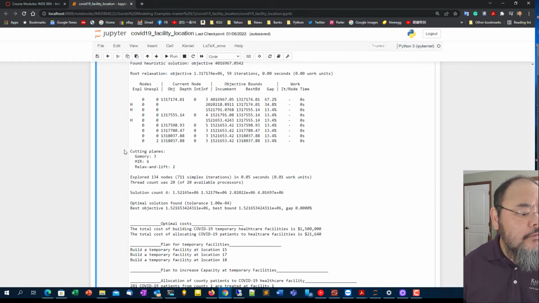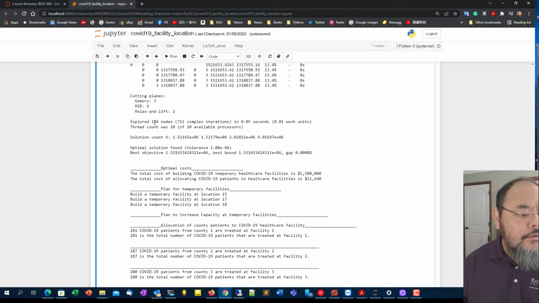Okay, we have, using Gurobi, 3 cuts, 1 of a mixed integer rounding cut, and 1 as a relax and lift. You can check the Gurobi manual for what those cuts mean. Okay, total 134 nodes were explored. 711 simplex iterations were executed, in terms of 500ths of a second.